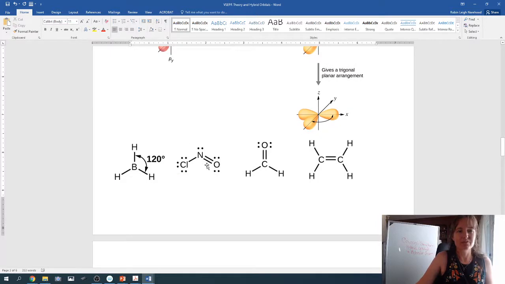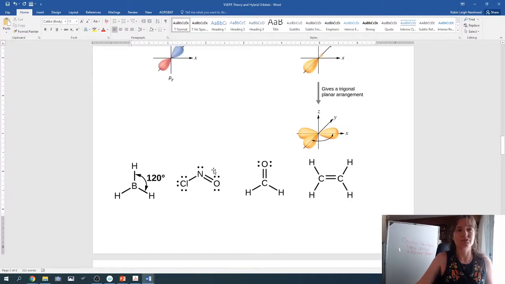This nitrogen uses that p orbital to create that second bond to oxygen. This carbon uses it to create the second bond to oxygen. This carbon uses it to bond to that carbon, and this carbon uses its unhybridized orbital to bond to that carbon. And so each of these structures, the unhybridized p orbital is used to create another bond. This boron doesn't use its unhybridized orbital.